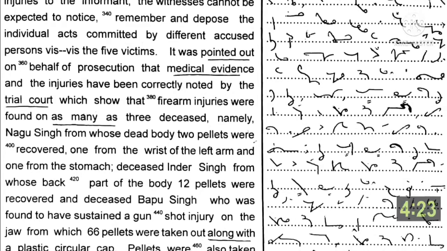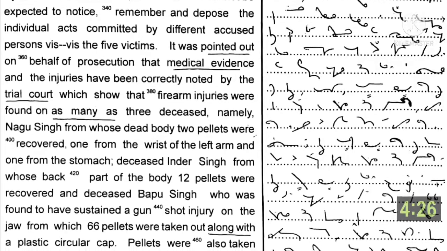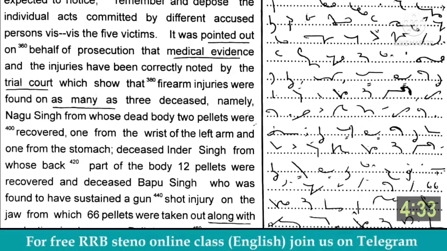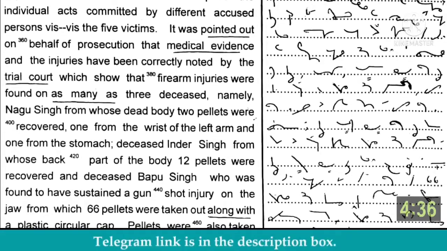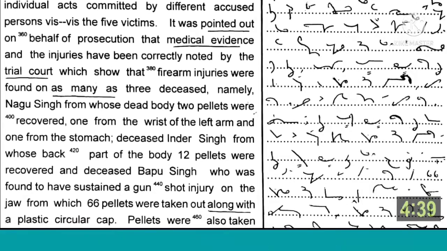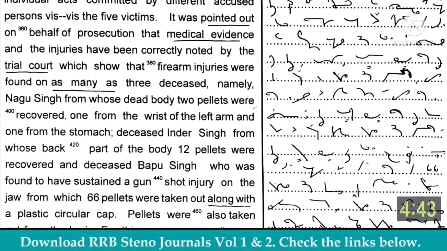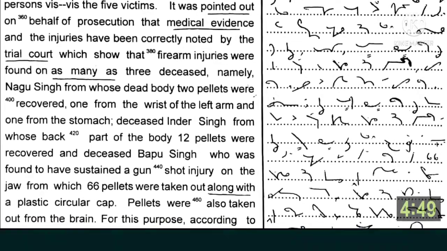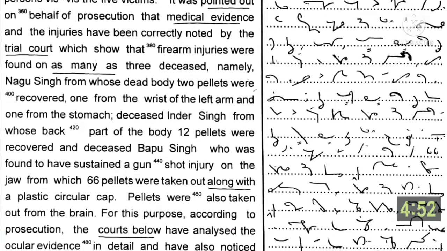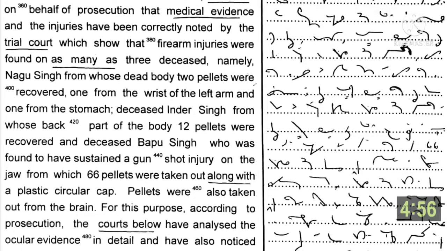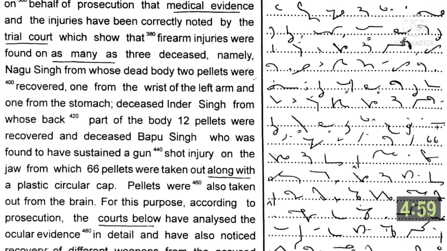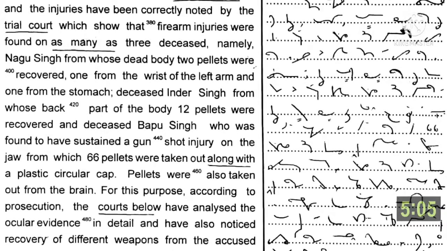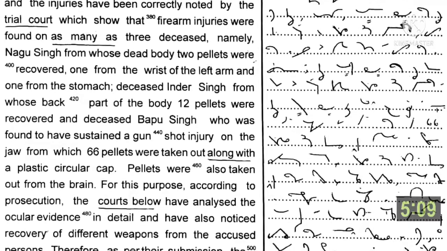on as many as 3 deceased, namely Nagu Singh, from whose dead body 2 pellets were recovered, one from the wrist of the left arm and one from the stomach. Deceased Inder Singh, from whose back part of the body 12 pellets were recovered, and deceased Bapu Singh, who was found to have sustained a gunshot injury on the jaw, from which 66 pellets were taken out along with a plastic circular cap. Pellets were also taken out from the brain.